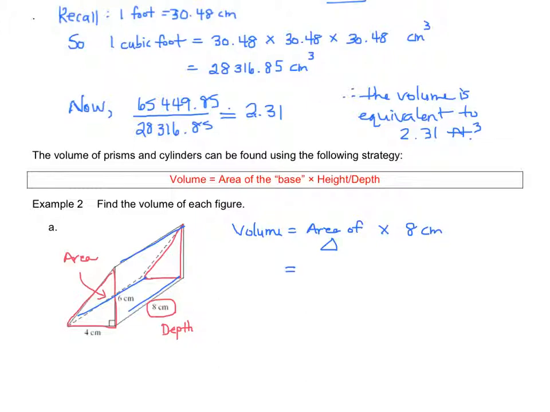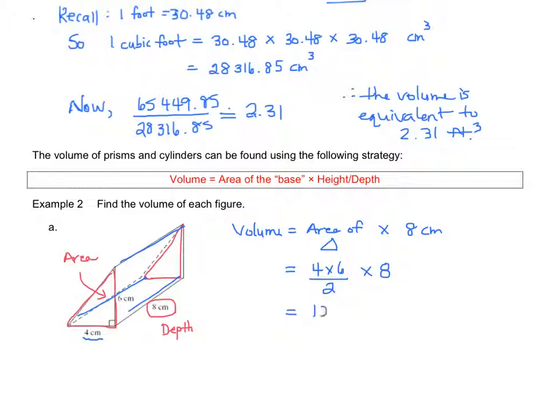Now the area of the triangle is found by taking the base times the height, meaning the base of the triangle, not the prism. So 4 times 6 divided by 2 will give us the area of the triangle on the end. And then we want to multiply that by 8.